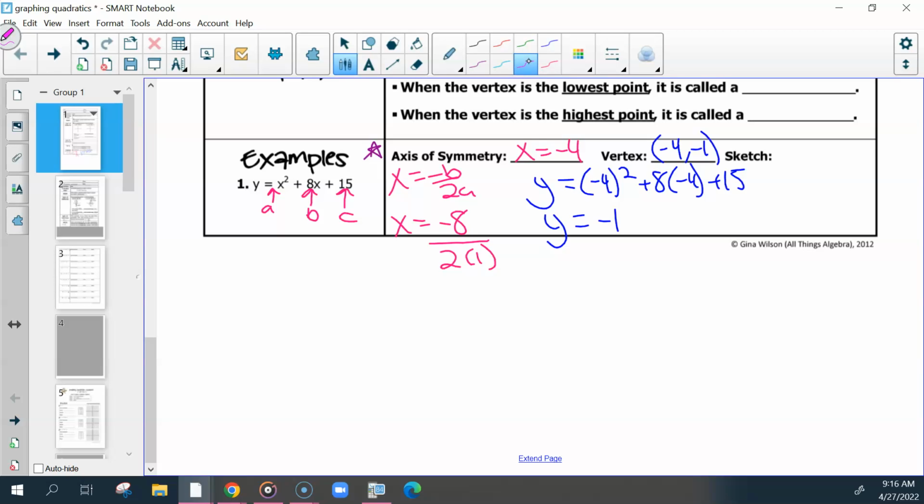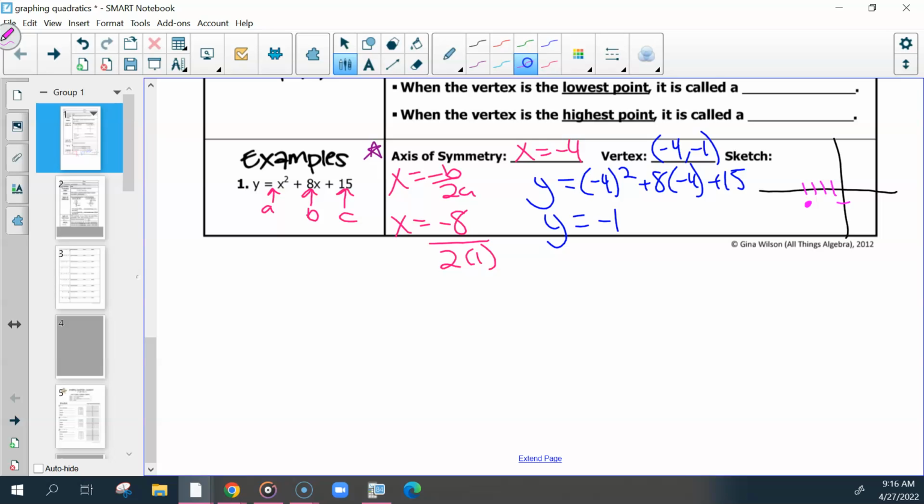And we're going to draw a rough sketch of this. The rough sketch is going to help us start practicing where our vertex goes and whether this opens up or down. So you can draw in axes over here. It doesn't have to be perfect. Plot the point negative 4, negative 1. And then look at your a value. Is your a value positive or negative?